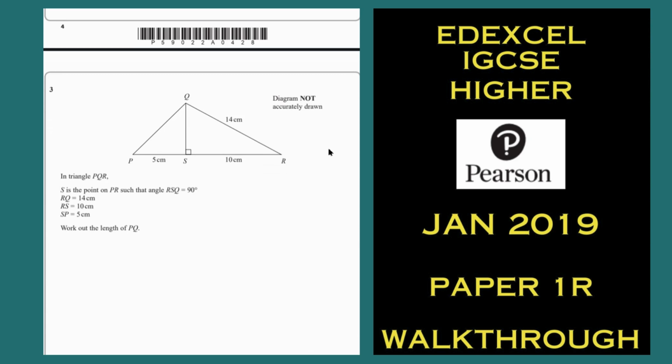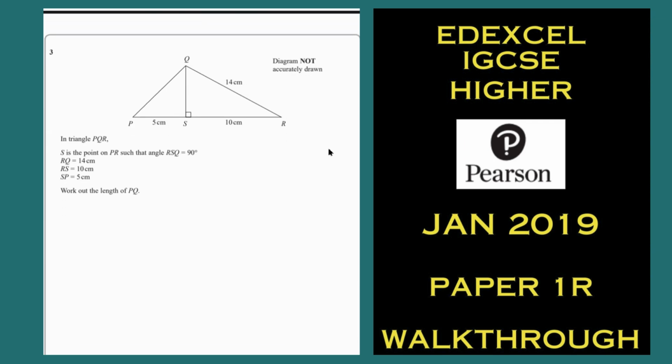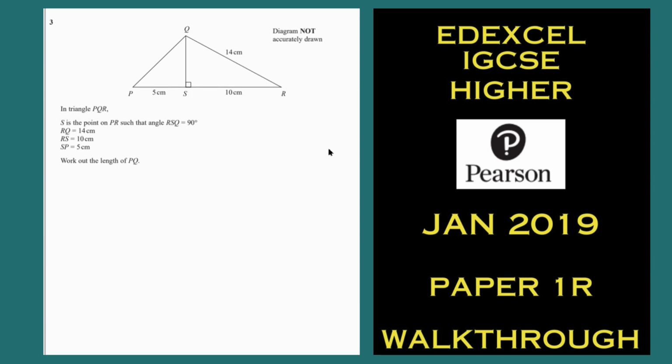So number 3. As you can see, back-to-back triangles, so your first suspicion is normally some form of Pythag or SOHCAHTOA, and there's no angles, so it's Pythagoras. Work out the length of PQ. I always like to stick an x on what I'm after.